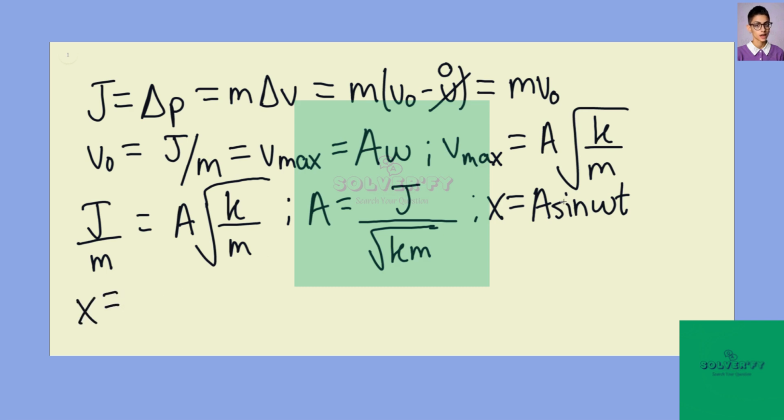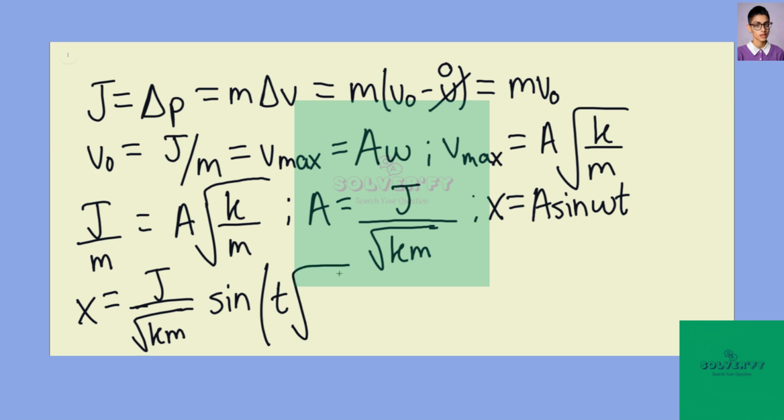applying this general formula to the specific system, the position is going to be equal to J over the square root of k times the mass, or the spring constant times the mass, times sine of t times the square root of the spring constant divided by the mass. And so this would be our final answer here.